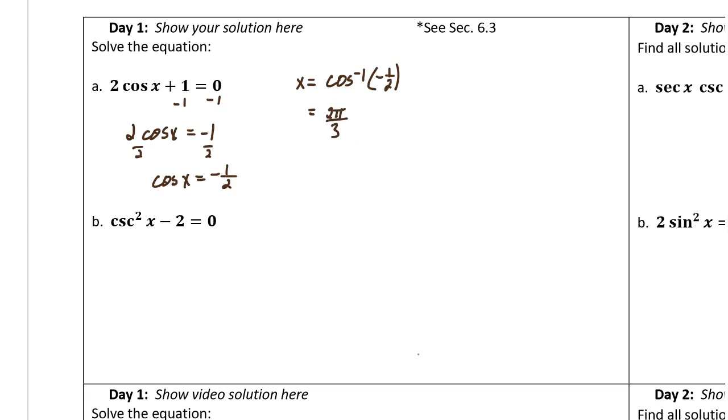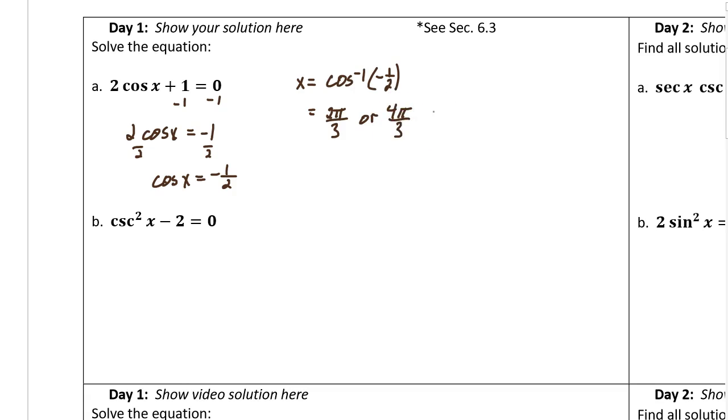But a 2 pi over 3 angle is not the only angle that has a cosine value of -1/2. On the unit circle, I see that the angle 4 pi over 3 has a cosine value of -1/2. So we want to include that.